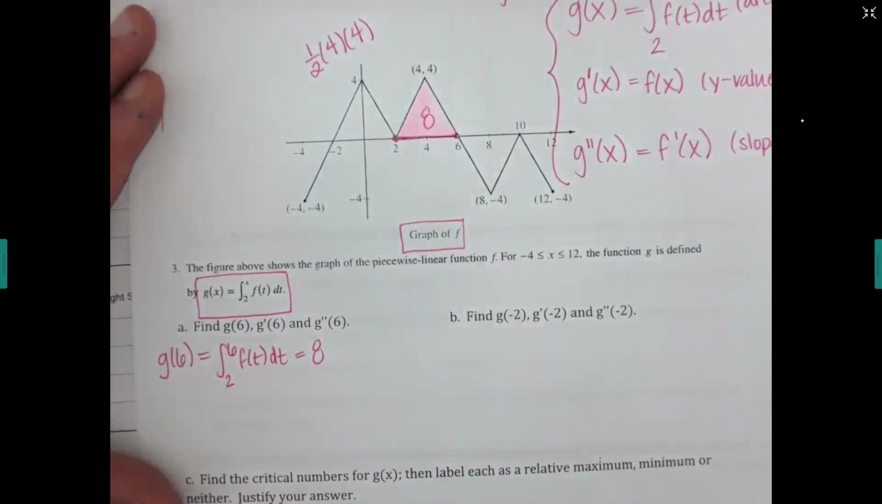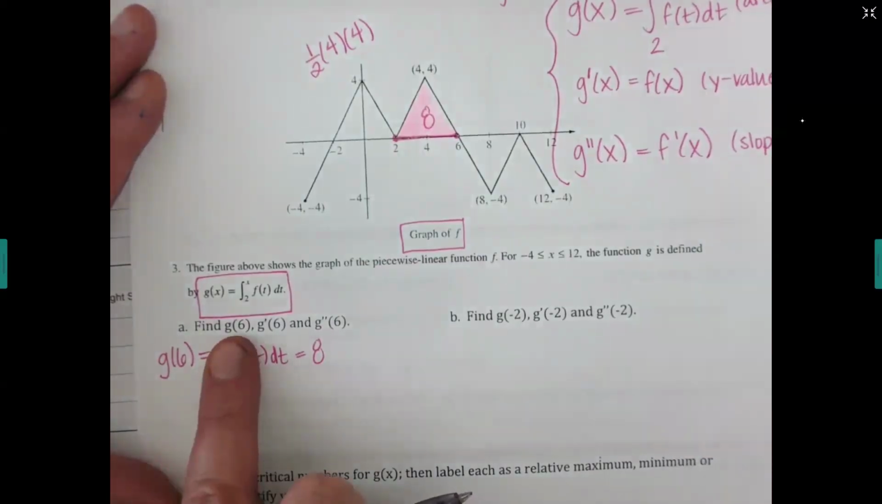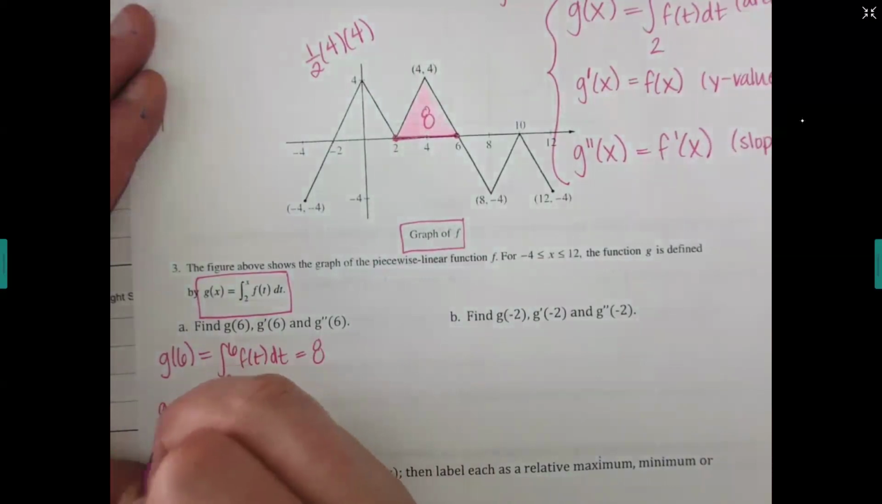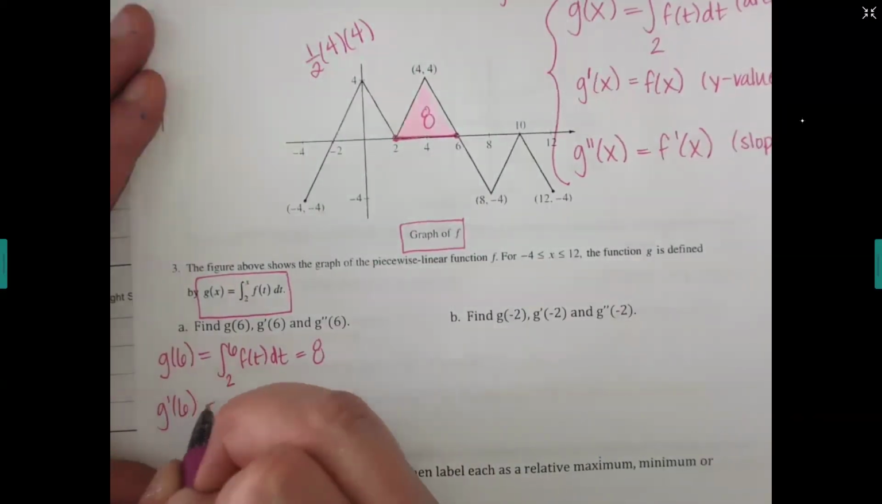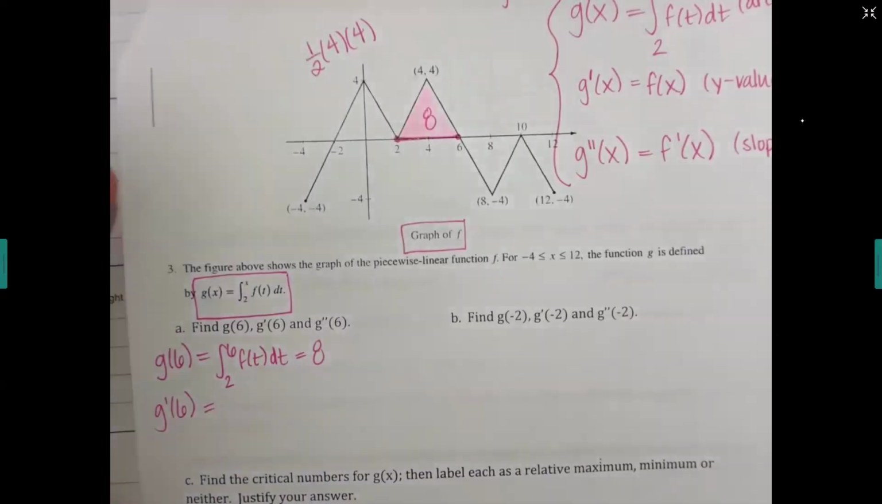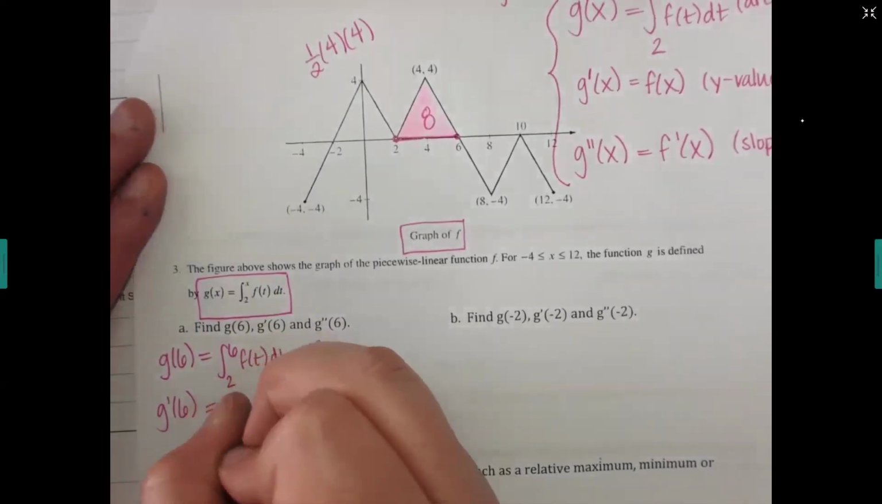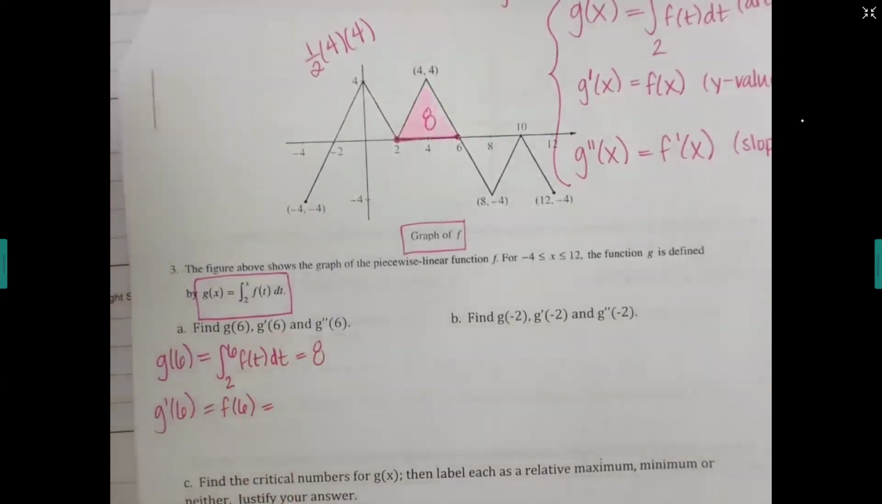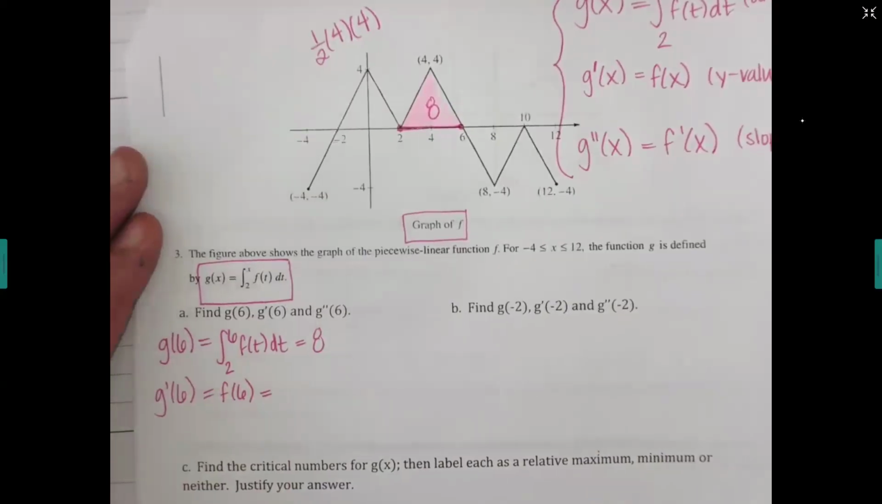Okay, next thing I'm asked to find after g of 6 is g prime of 6. But look at our work up here. If I want g prime, what am I really going to find? Regular f of 6, which is the y value. And then I'm going to look at my graph and find my y value at 6. What is it? 0.